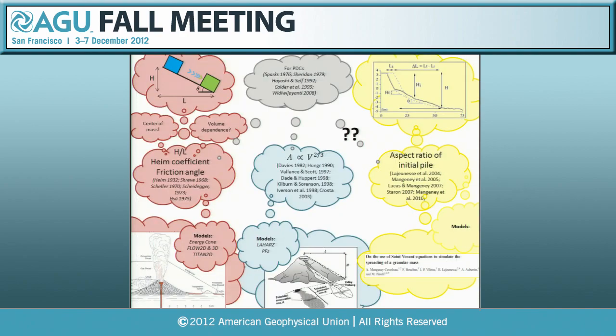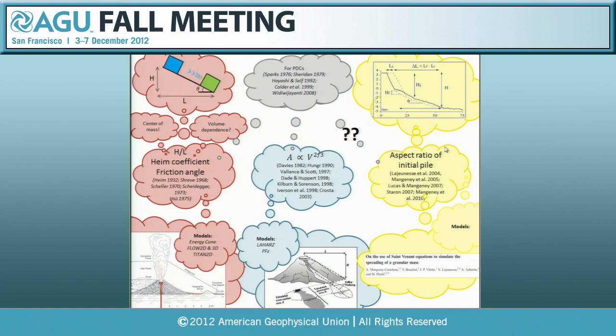This is supposed to be a mind map of these metrics, and it's intentionally messy to reflect my thought processes, I suppose. The ones we talk about all the time are H over L, or the Heim coefficient. We can talk about that as a friction angle. We also talk about the relationship between area and volume to the two-thirds.